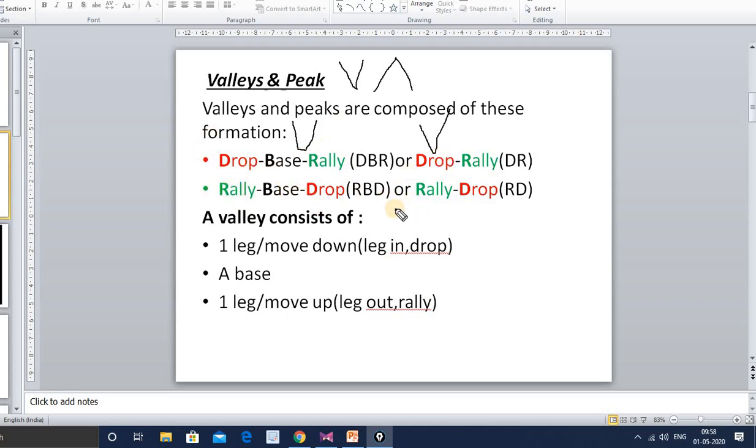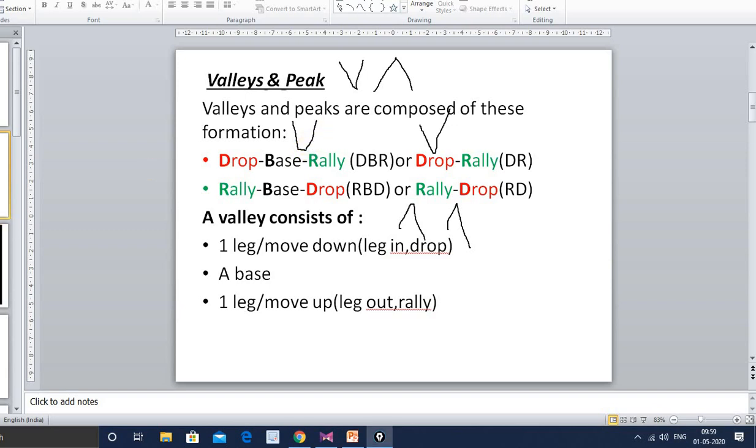Rally, base, drop. For peak, it's rally, base and then drop, or it's rally and drop, okay, without base. We'll see what a valley is. See, valley consists of one leg that moved down, okay. Then there's a base, and then there's one leg move out, which is also called leg out. So leg in, base, and a leg out.